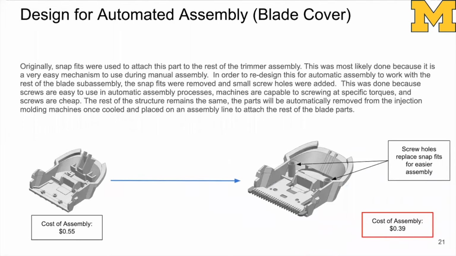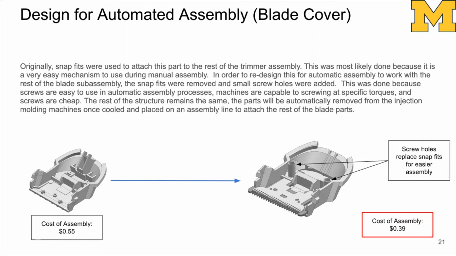Taking a look at the next slide, we see the blade cover first. Initially, the blade cover was designed with snap fits to snap directly into the rest of the trimmer, but this is something that's good for manual assembly and not so much for automated assembly. To change this, we decided to add screw holes where 2 screws could mount the blade cover onto the rest of the trimmer assembly. This can be done very easily with machines at very precise torques to not damage parts.